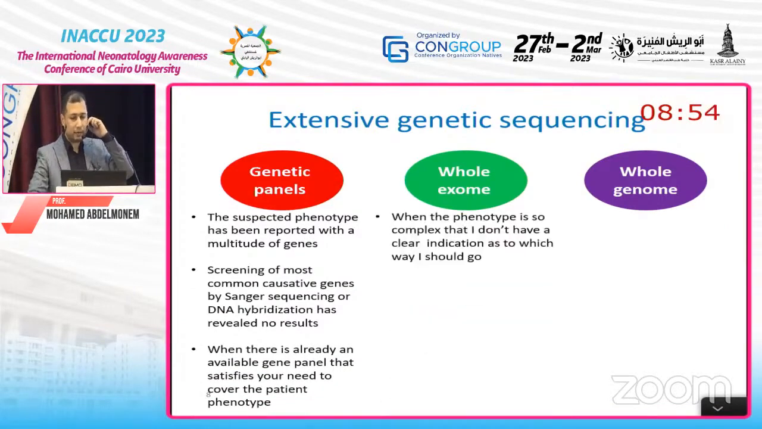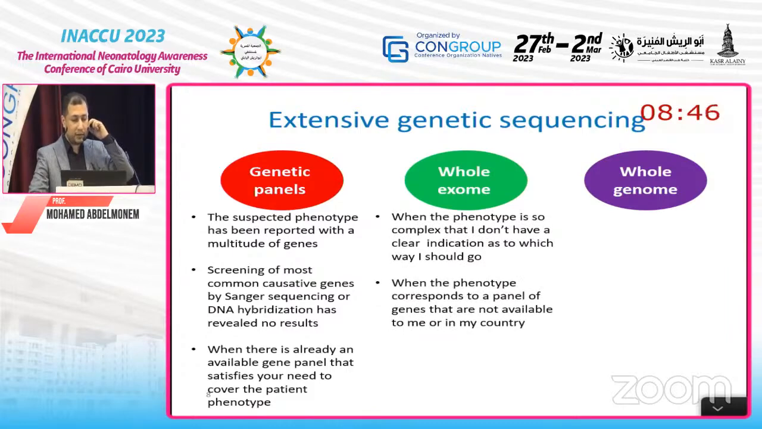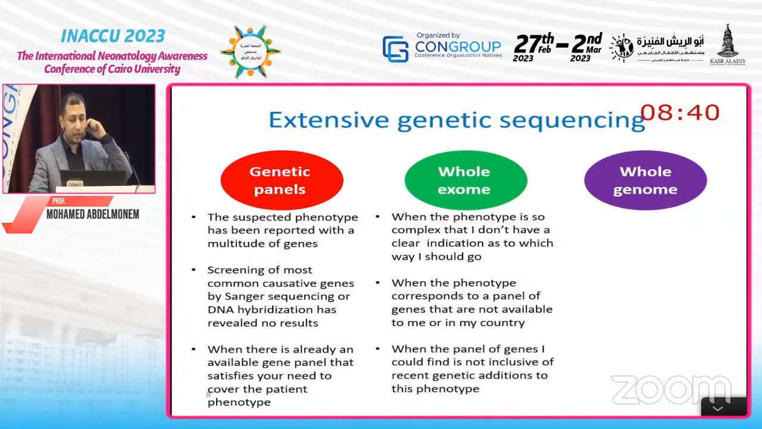Then whole exome, when the phenotype is so complex that I don't have a clear indication as to which way I should go. When the phenotype corresponds to a panel of genes that are not available to me or in my country, and when the panel of genes I could find is not inclusive of recent genetic additions to this phenotype. And more recently, the concept of actual genetic panels has been more or less abolished and replaced now by the concept of virtual genetic panels.